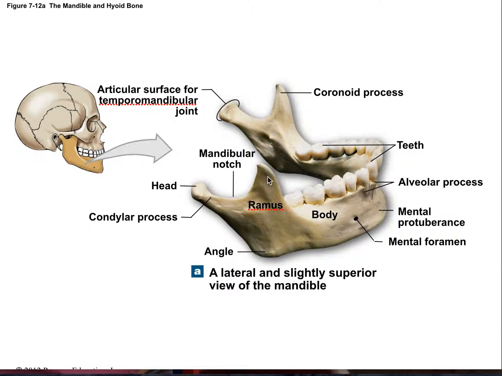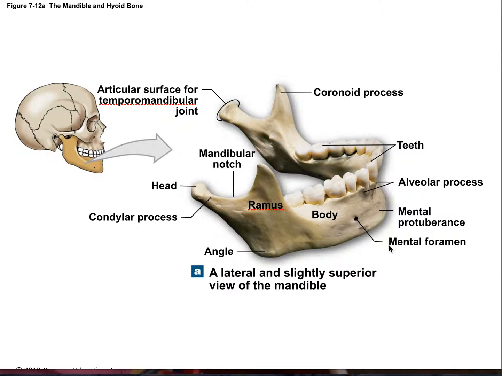Process. It's very pointy. And then the ram, a ram has horns. So this almost looks like the horns of a ram. So I remember ramus, this portion here, coronoid, pointy process here, condylar, which means knuckle. This is the knuckle here. This goes into the temporal bone, so it's called the temporal mandibular joint, or TMJ.